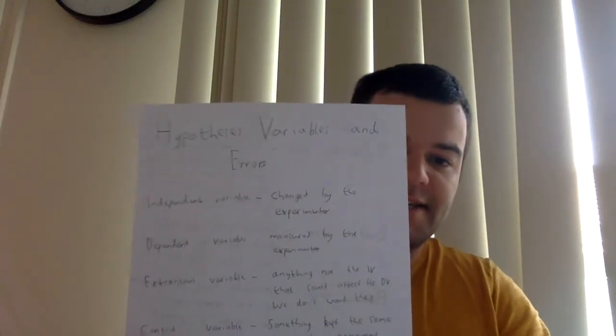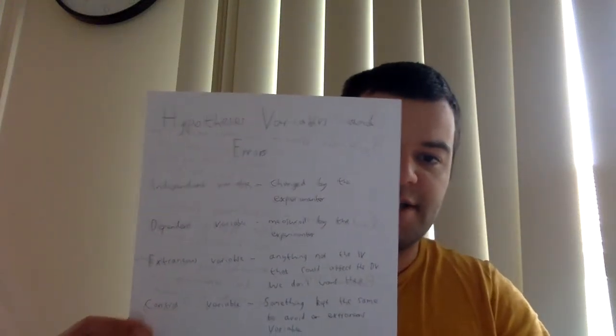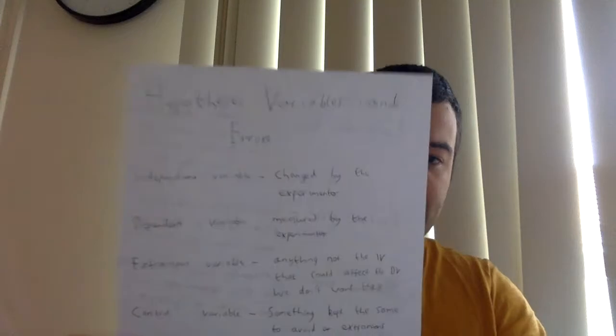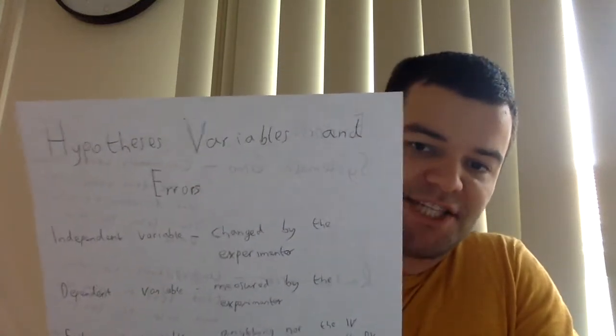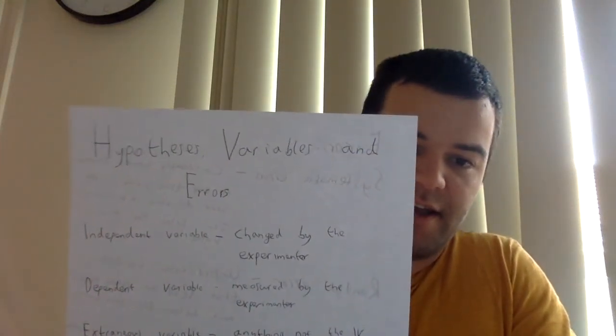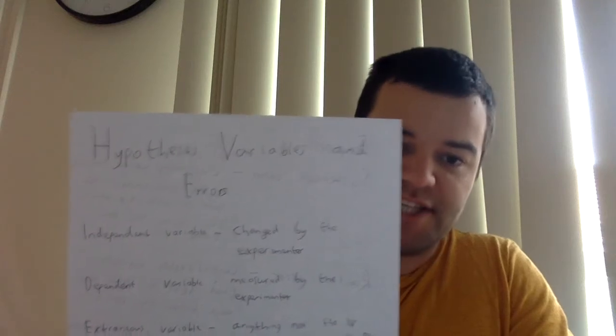So independent variables are variables that are changed by an experimenter. So that's an experimenter actively changing something in the experiment to see the effect on something else. So that's the independent variable, changed by the experimenter. The dependent variable is measured by the experimenter, so they're looking for that and they're looking at how it changes.